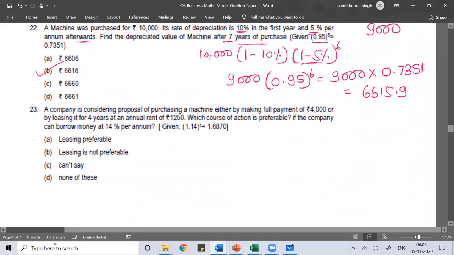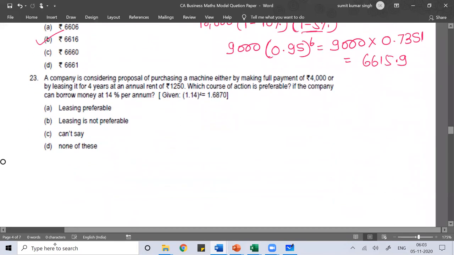Clear everyone? So then a company is considering a proposal of purchasing a machine either by making a full payment of 4,000 rupees, or it will take it on lease for 4 years at an annual rent of 1,250. So which course is preferable? So what is the present value of lease?